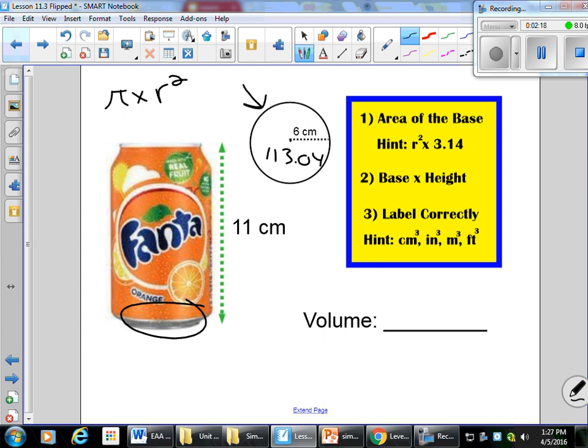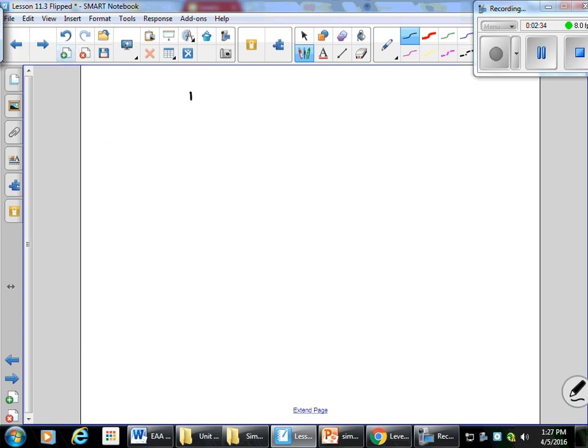113.04. So I found the area of my base. First check. Second one, I'm going to multiply my base times my height. My height is 11. So I'm going to multiply 113.04 times 11.